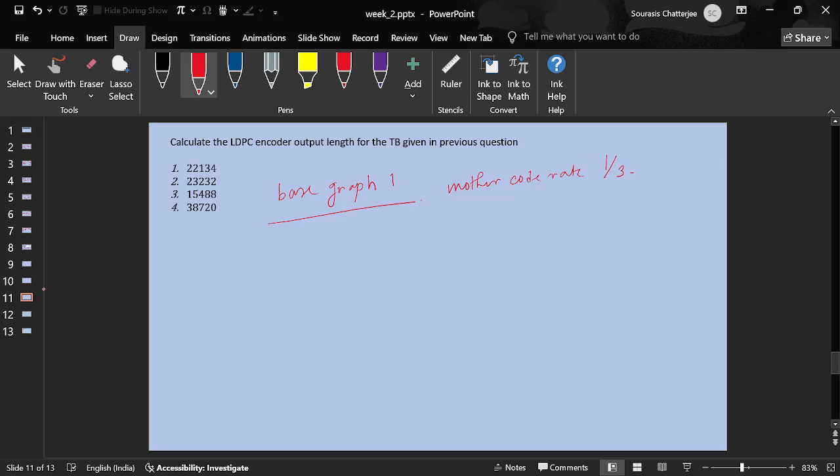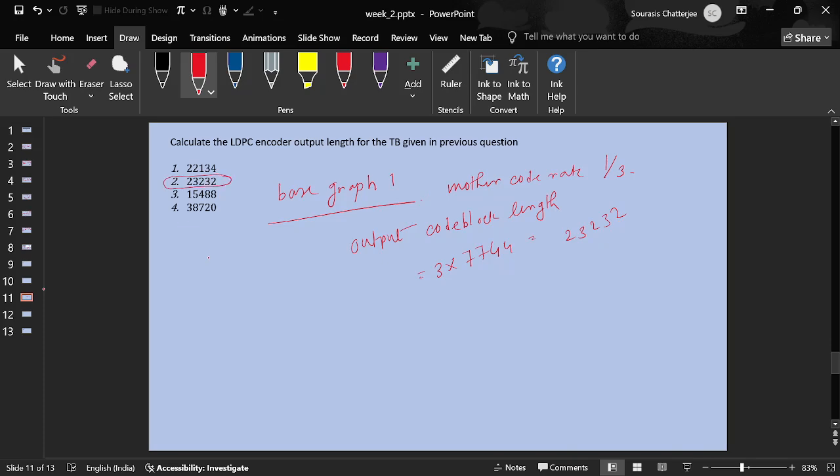Okay, what is the input code block size? 7744. So the output code block length is 3 times 7744, which is 23232. So the second one is the answer.